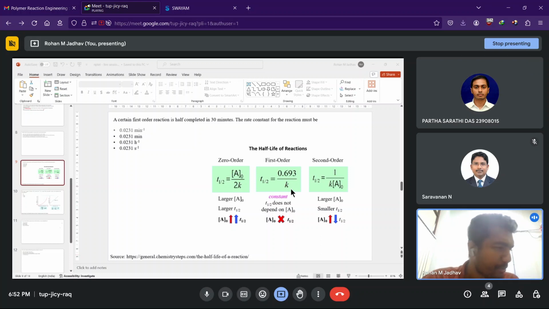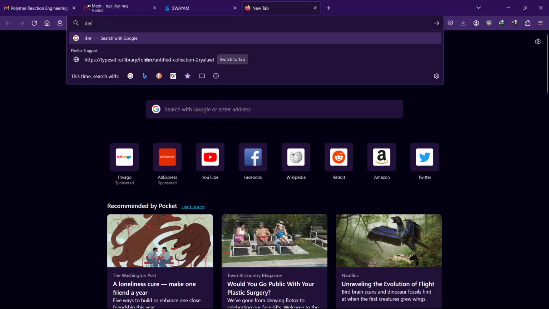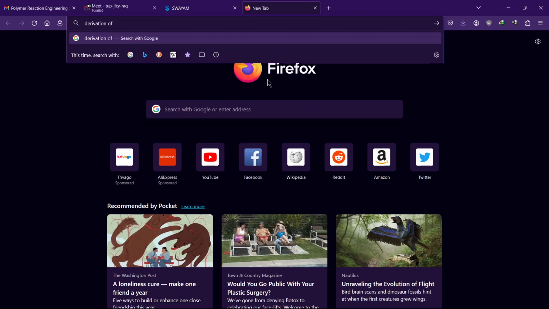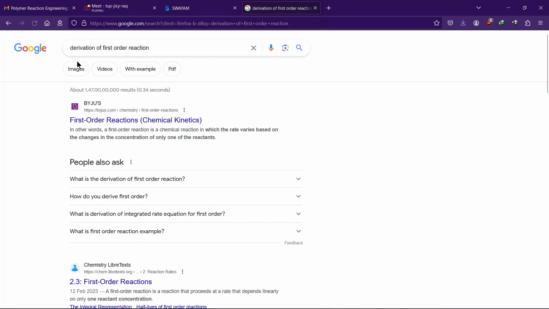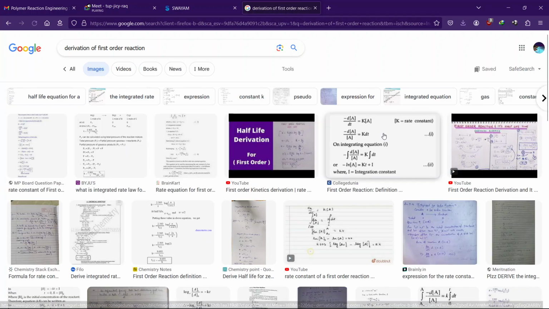Sir, can I see the equation you are writing? Actually, I'm writing it on a notebook. Anyway, I can say it verbally, I guess you can understand. Or if possible, you can send me a snap of what you are writing. Yeah, one second. I'll just pull up the first order reaction.